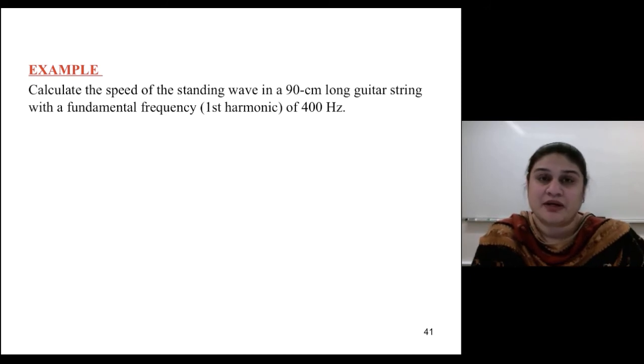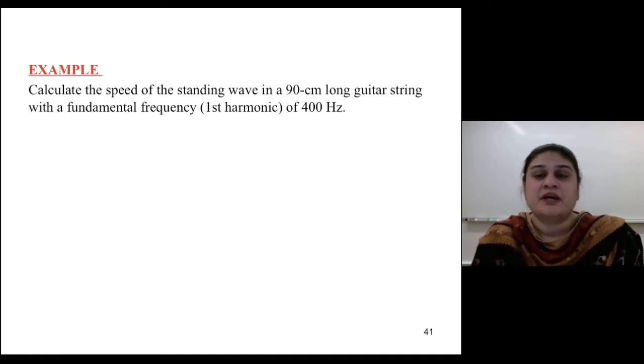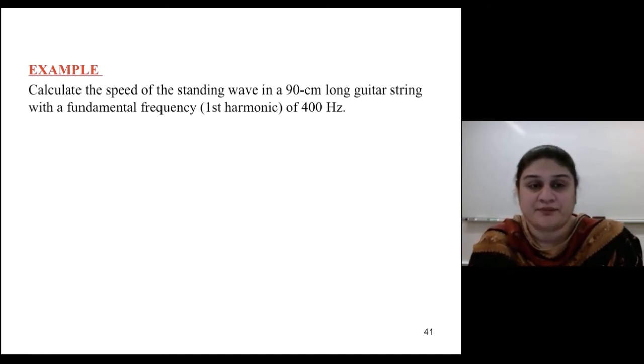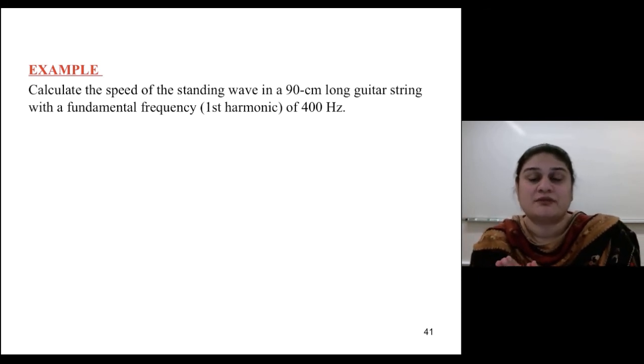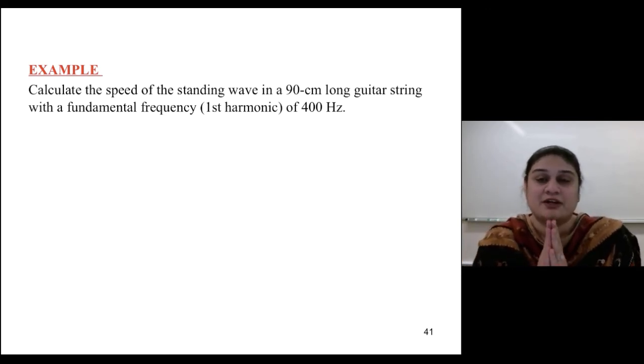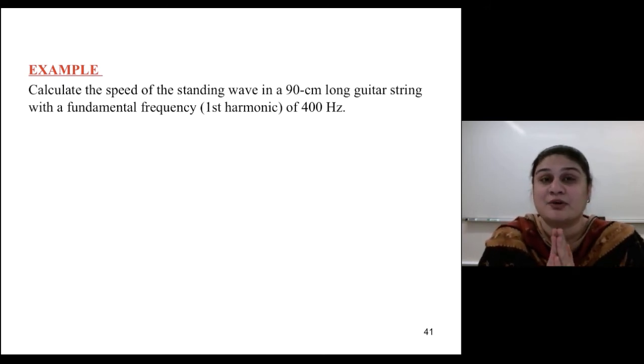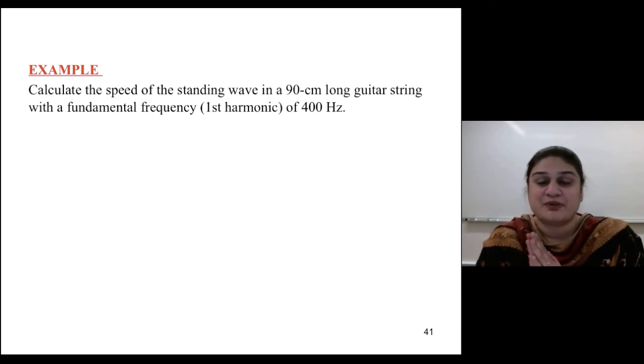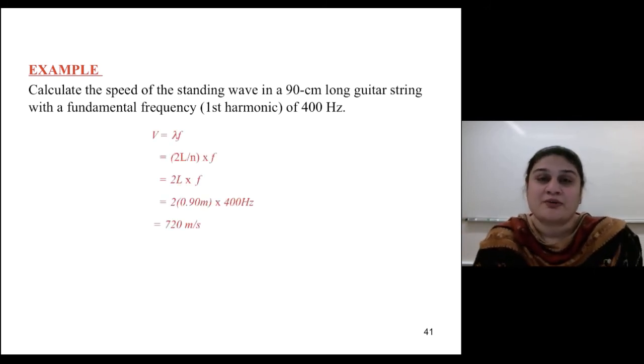Calculate the speed of a standing wave in a 90 centimeter long guitar string with a fundamental frequency of 400 Hertz. Now this is a very interesting question. First things first, what is wrong with this statement? The first thing that's wrong is that it's not given in SI units. In SI units, 90 centimeters will become 0.90 meters, right? With a fundamental frequency of 400 Hertz. So how do we solve this problem?